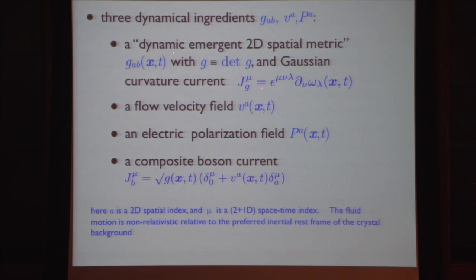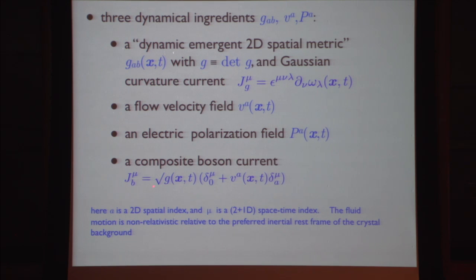And the basic picture then, we'll see that from this viewpoint we get two conserved currents in this problem. One is the composite boson current, which is just the flow of the bosons. And the second is another current which can be derived from the metric, which is the Gaussian curvature current. You can write the Gaussian curvature current as the curl of the spin connection if you want, or you can write it in other ways. So we have two kinds of things in the problem.